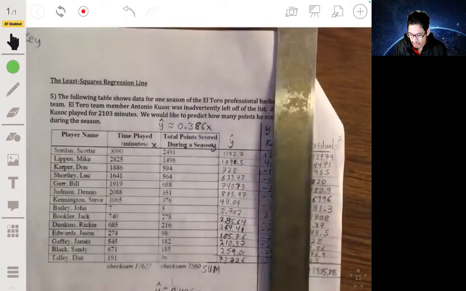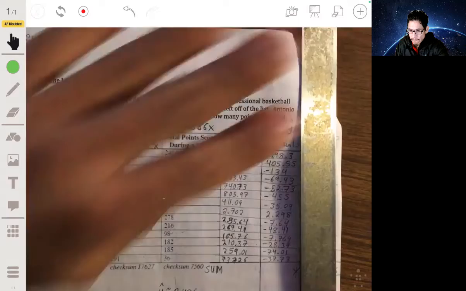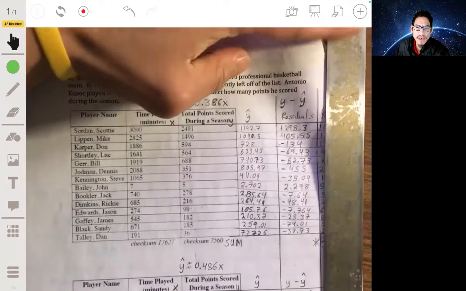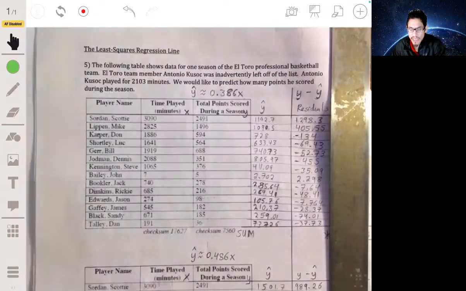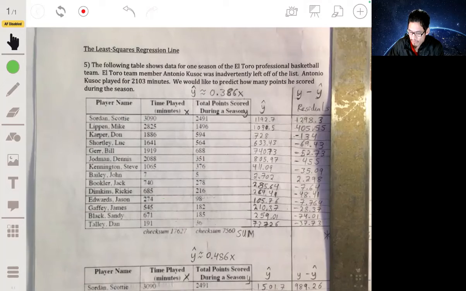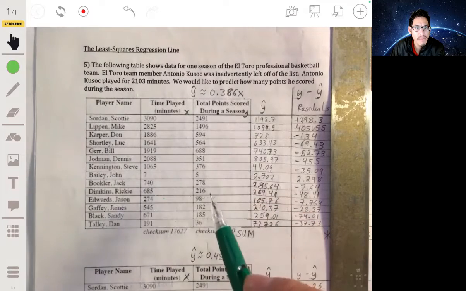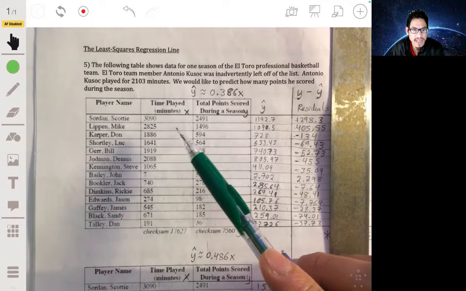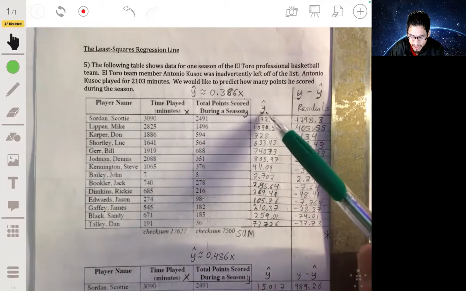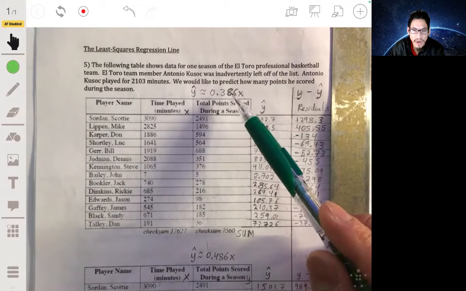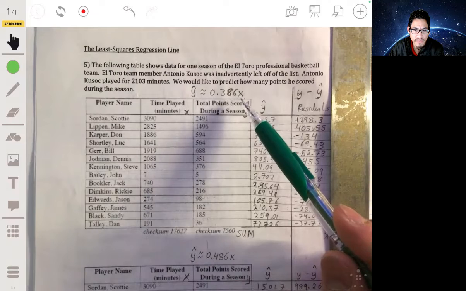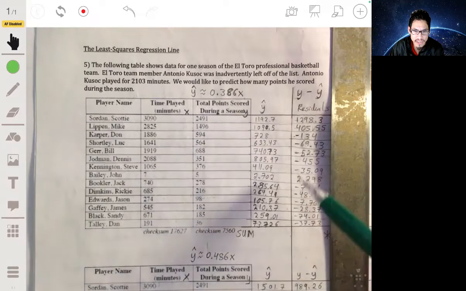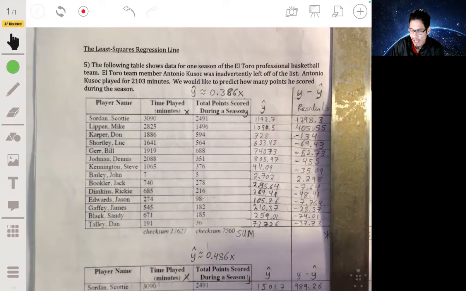So going back, cover this last column, but I don't want to give it away. But here in this table, what we did is we took the data from the scatter plot, the minutes played, points scored. We calculated the predicted values based on the equation, and then from there we calculated the residuals. Now let me actually show you how you can do it in your calculator really quick.